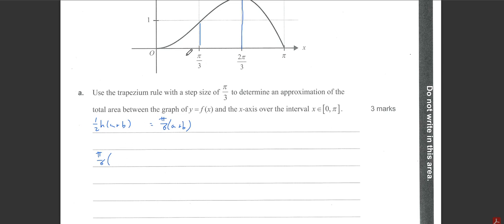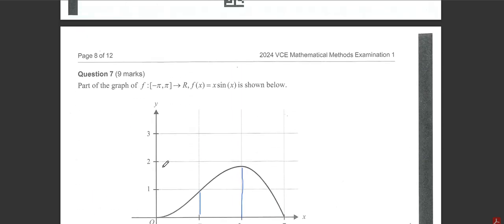First one is going to be f of 0, which is just 0, so we can ignore that. And then b is going to be f of pi on 3. Plus pi on 6, the next one is going to be f of pi on 3 plus f of 2 pi on 3. Last one is going to be pi on 6, f of 2 pi on 3 and f of pi, which is also 0, so we can ignore that. Right, f of pi on 3, what is that? That's going to be pi on 3 times sine of pi on 3, which is root 3 on 2. Root 3 pi on 6.